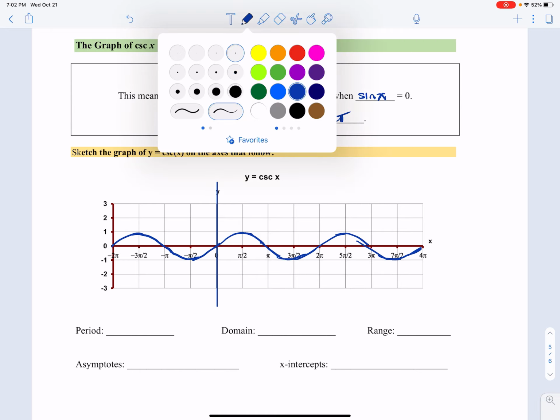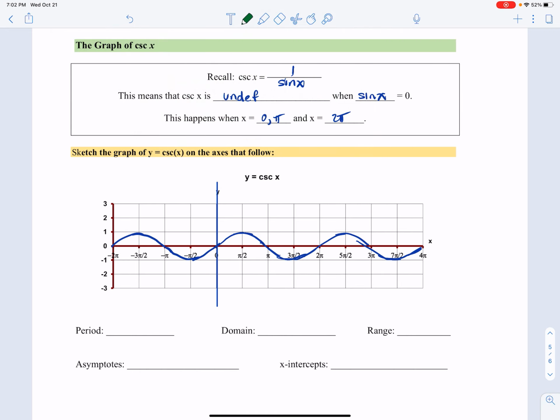So in a different color, what I'm going to do here is, to graph a reciprocal function, think about the y values. When the y value is 1, the reciprocal is also 1. So that means the functions are going to agree at 1 and also -1. When y is -1, the reciprocal is -1. So I know the graphs are going to pass those points.